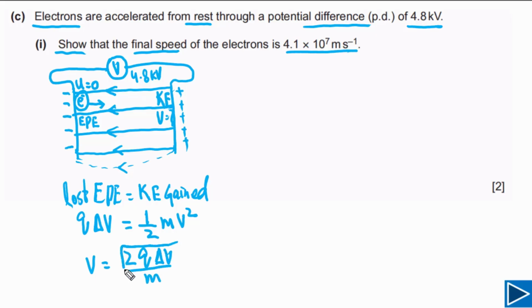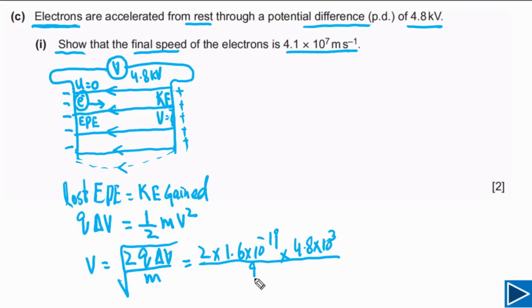And if we take the root of this one, that is the final speed. In this case, the value of Q, this is electron. So the charge on electron is 1.6 times 10 to negative 19 coulombs. Delta V is given to us, that is 4.8 kilovolts, so we have to multiply with 1000. We have to divide by mass of electron because electrons are accelerated. And mass of electron is 9.11 times 10 to negative 31 kg.